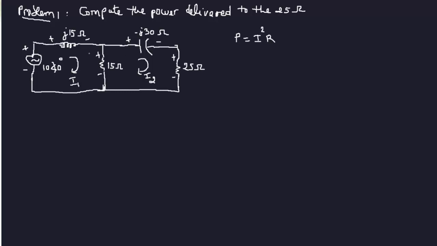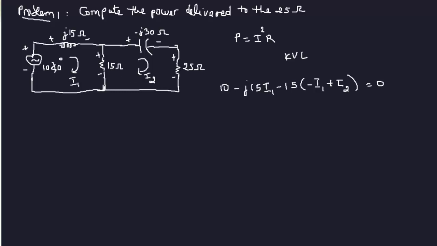Okay, so we can apply KVL here. Going from minus to plus, it's positive, so we have 10. Going from plus to minus, it's minus J15, and then that first loop is I1. From plus to minus, that's minus 15, but we have two currents going in and out, so we have I1 and we have I2. For I1, it's from plus to minus, so that'll be minus I1, and I2, it's from minus to plus, so that'll be plus I2, and that is equal to 0.